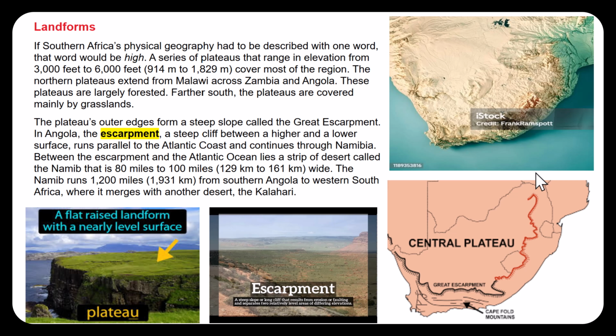Question number 19. What is a plateau? Well, as defined down here, a plateau is a flat raised landform with a nearly level surface. Question number 20. What is the name of the steep slope near the bottom of southern Africa? That is called the Great Escarpment, and you can see it pictured right here. Question number 21. We've had this one before when we talked about South America. What is an escarpment? That is a steep cliff between a higher and a lower surface. In this case, it's running parallel to the Atlantic coast, but in general, it's a steep cliff between a higher and a lower surface.